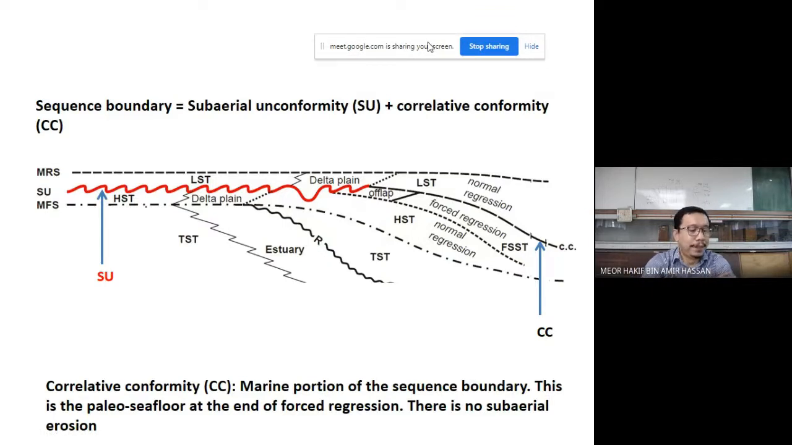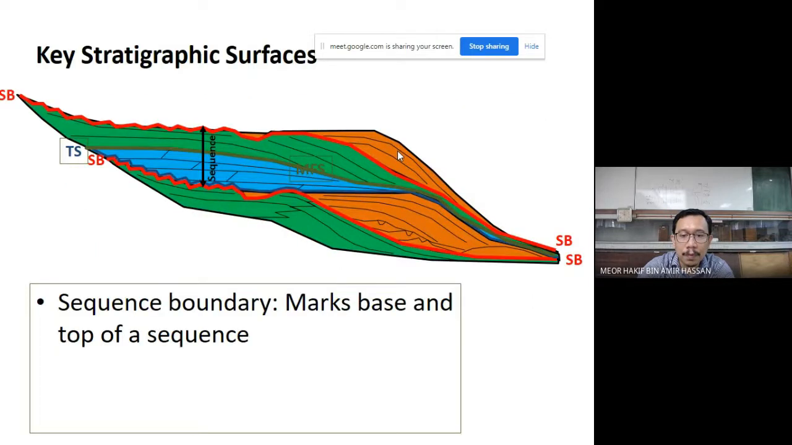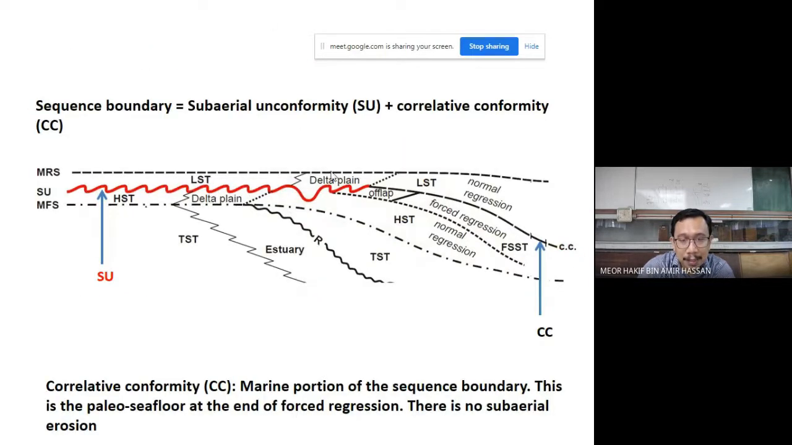Okay, first stratigraphic surface that we will look at is the sequence boundary. So what is a sequence boundary, actually? Well, we know that it separates different sequences. It is always underlying an LST. Okay, sentiasa di dasar low stand system tract.